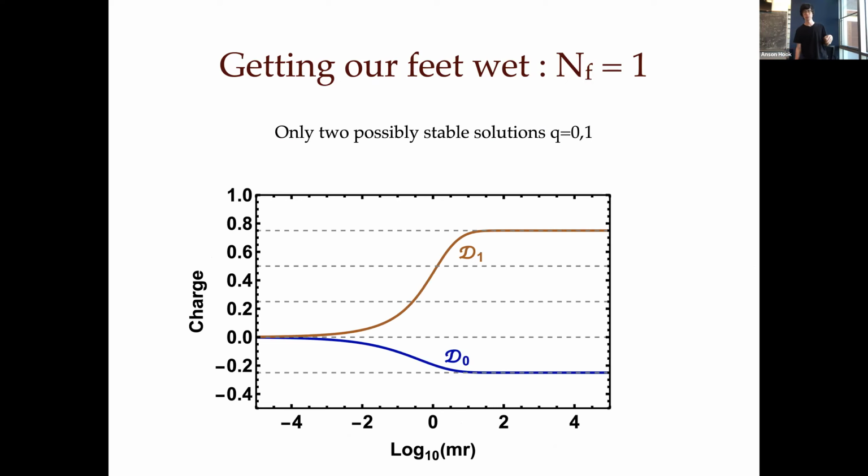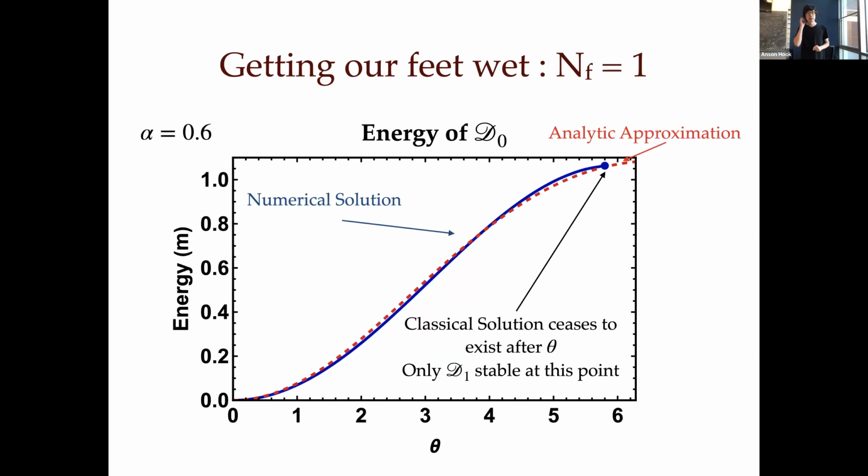D0 is the monopole. Since it has charge minus 0.2, I'm setting theta over 2 pi equals minus 0.2. And then D1 is the Dyon state with charge 1 more than it, and it has an electric charge 0.8. In both cases, the charge as a function of radius is basically all determined around m equals 1 over r, or r equals 1 over m. If you analytically solve it, this is what happens. I chose alpha equals 0.6, and the numerical solution is in blue here.